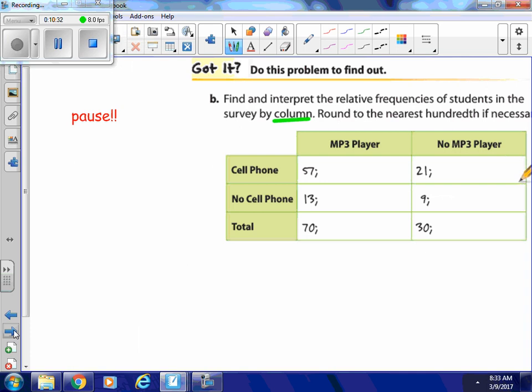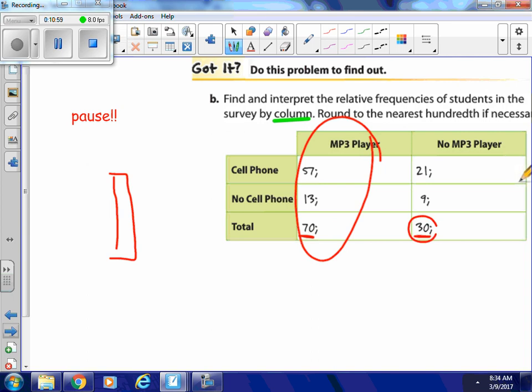This was tricky. I could understand if you're not going to pause the video and do this one with me. We're going to find and interpret the relative frequencies of students surveyed by column and round to the nearest hundredth. And remember, columns, like in buildings, columns go down. Okay, so here's our total in this column. That's going to be our denominator. And we're going to use that denominator everywhere in this column. And see this 30? That's our total in this column. And it's going to be the denominator in each cell of that column.